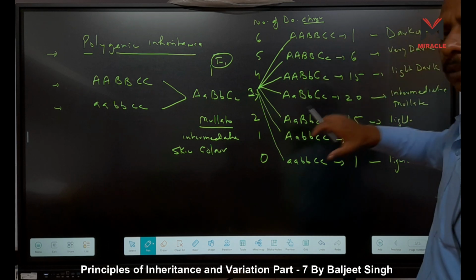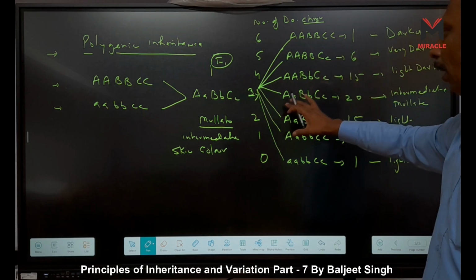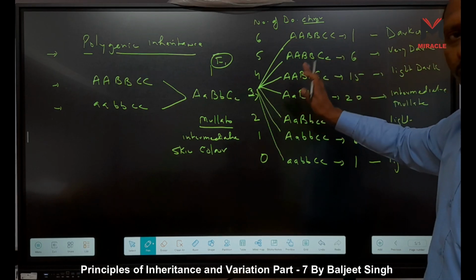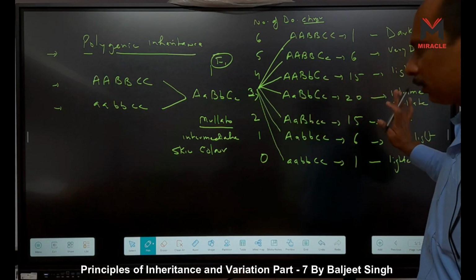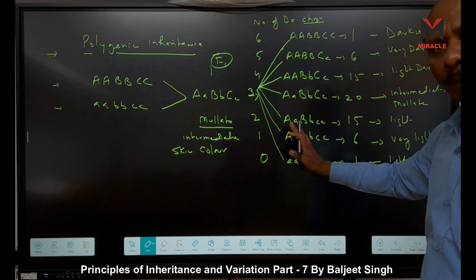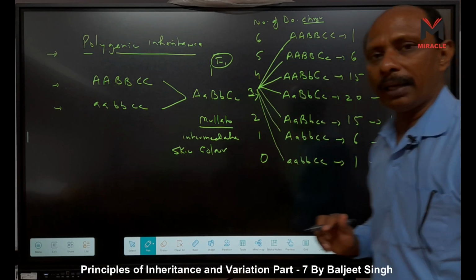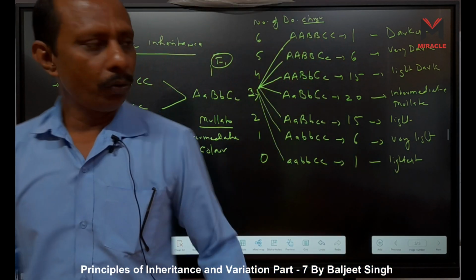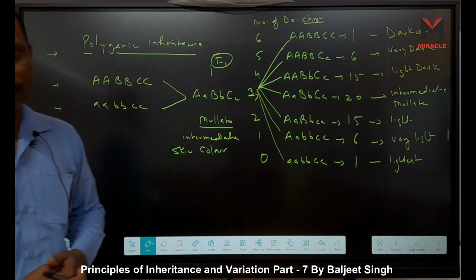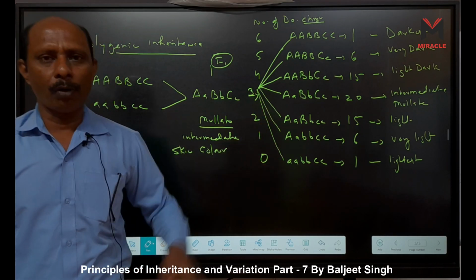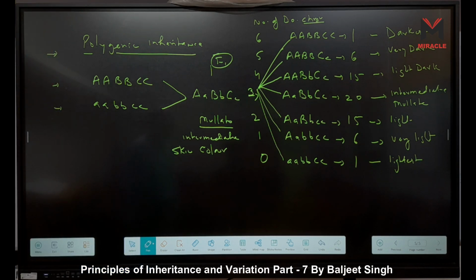all the traits are dominant means darkest. 5 traits means very dark, 4 traits light dark, half, 3 dominant and 3 recessive, means intermediate, 2 dominant and all others recessive means light, only 1 dominant and all others recessive means very light, and all recessive means no melanin, lightest skin. So do you understand? It totally depends upon the number of genes, number of factors, right? So this is called polygenic inheritance. Okay, I think you understand.